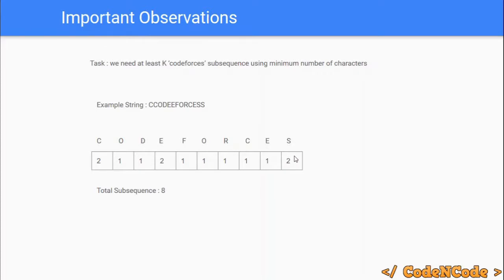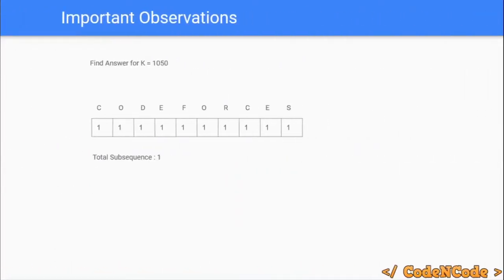Now using these two important pieces of information, we are going to build a solution. Let me show you how. Suppose k was 1050 and we have to find the string which uses the minimum number of characters, and of course the total number of subsequences equal to Codeforces is at least 1050, right? So we'll start with all of the characters having at least one appearance. Of course, if all of the characters from Codeforces have at least one appearance, the total number of subsequences would be 1 times 1 times 1 times and so on, times 1, which equals 1.